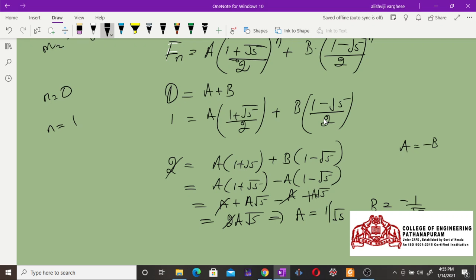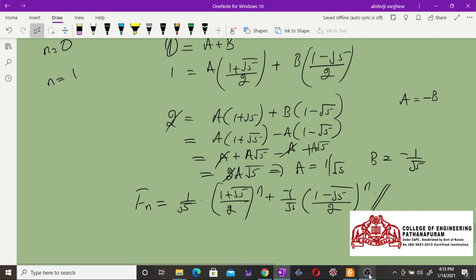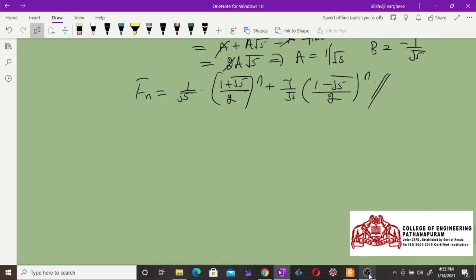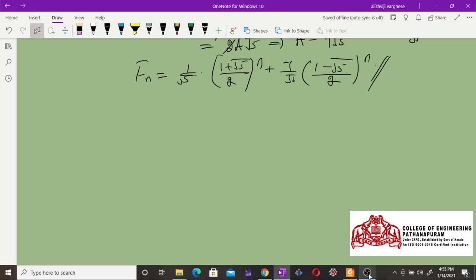So the solution is of the form F_n is equal to 1 by root 5 into (1 plus root 5 divided by 2) to the power n, plus minus 1 by root 5 into (1 minus root 5 divided by 2) to the power n. So that will be the solution of our Fibonacci series, which is a linear recurrence relationship of homogeneous type, and it is a second order relation, and it is a relation with constant coefficients.